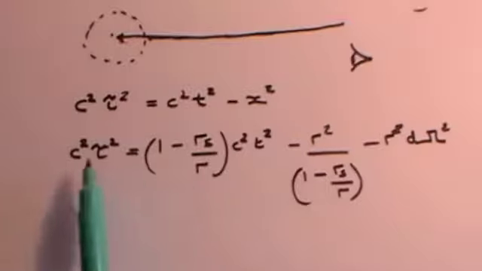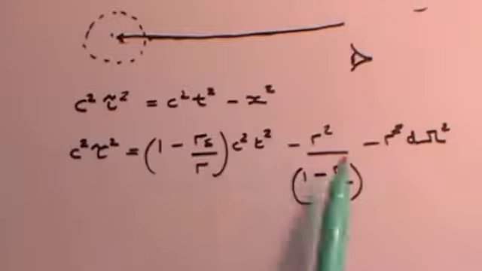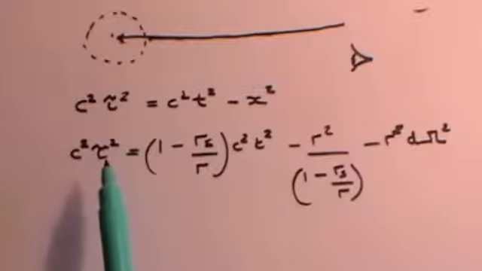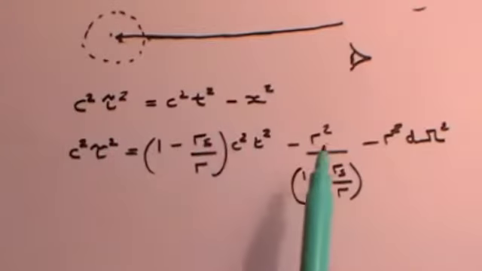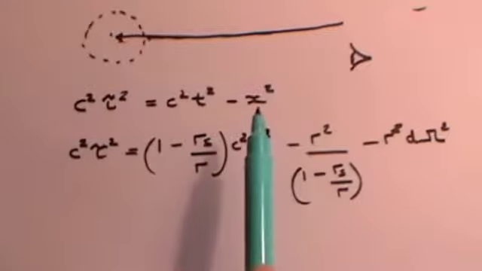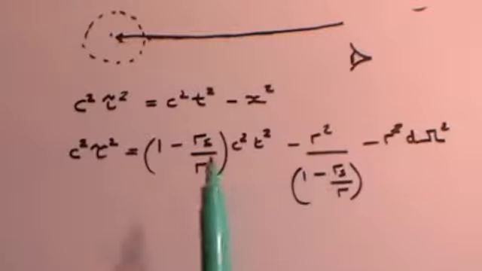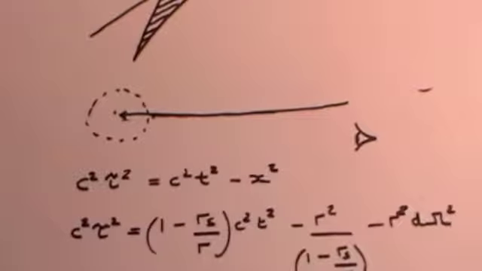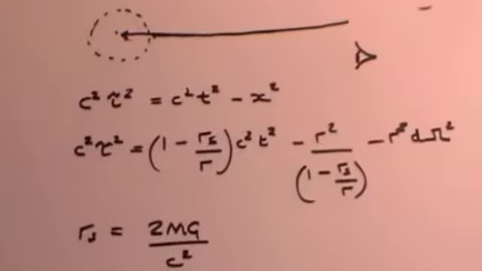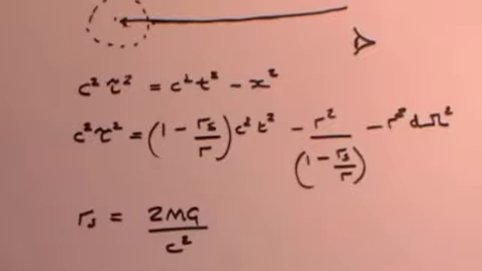But you can see a kind of similarity with this term and this term. You've got c squared tau squared in both. You've got a c squared t squared. You've got an r squared instead of an x squared, but that's because we're using polar coordinates. But you've got this peculiar term here, 1 minus rs over r. And we said that rs is 2mG over c squared. That is the formula for the Schwarzschild radius that we calculated earlier in this video.